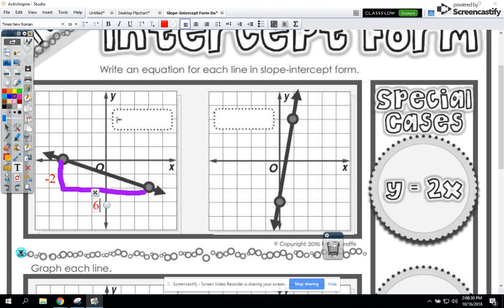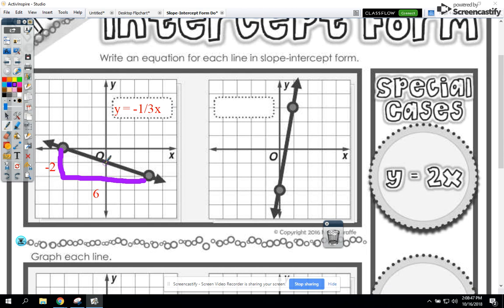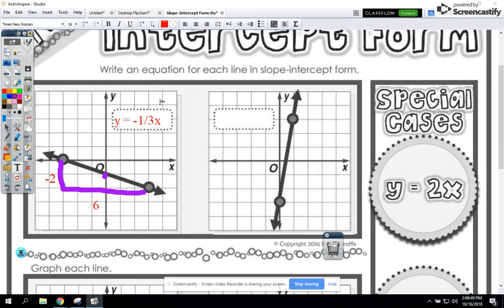So using that slope triangle, I know that I'm going to have y equals negative 1 over 3x. Remember, it's change in y over change in x. So negative 2 over 6 is going to reduce to negative 1/3. And where does this line cross the y-axis? It crosses it at negative 1. So our full equation is going to be y equals negative 1/3 x minus 1. So that is the equation of this line. And you can put negative 1 over 3.